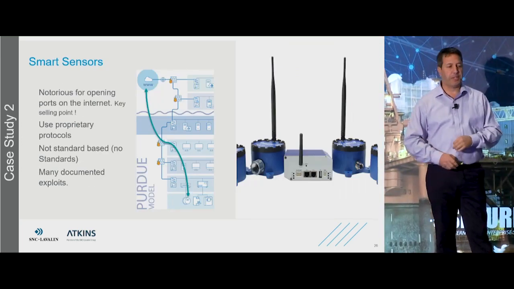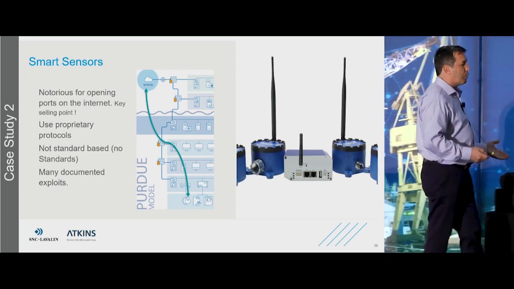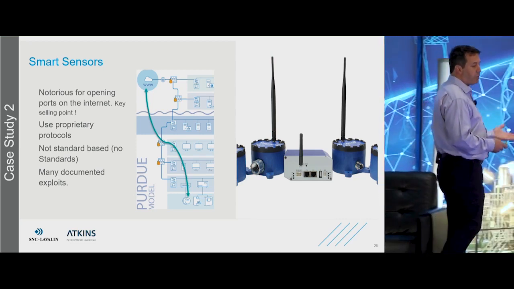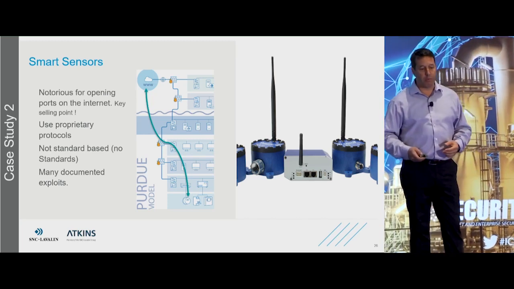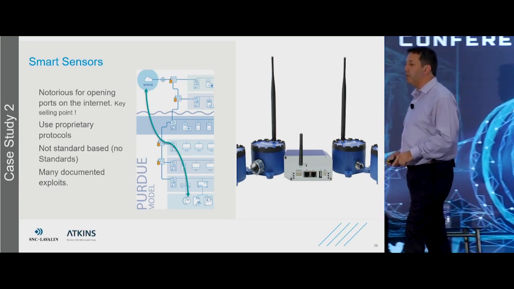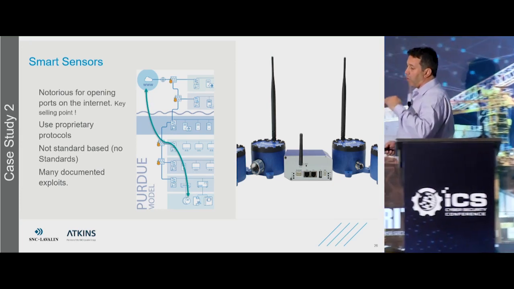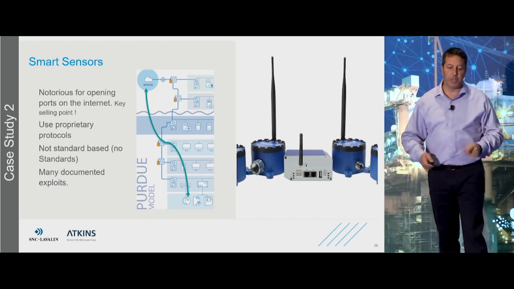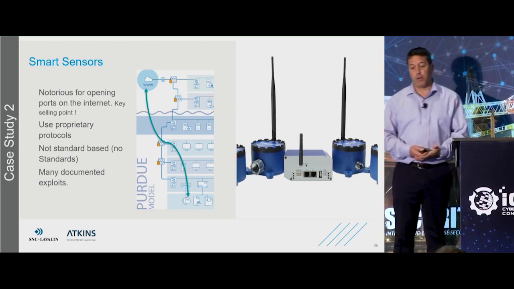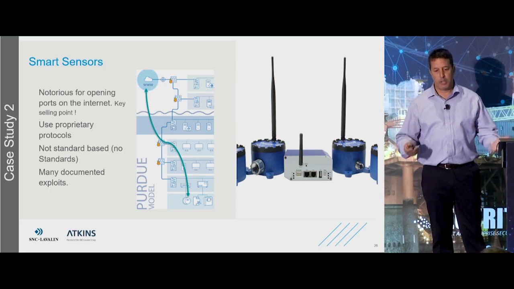Case study number 2 is this new wave of digitally connected sensors that connect automatically to the cloud. The unfortunate aspect of this is that they're notorious for leaving ports open on the internet. It's actually a key selling point for them. But in essence, if you map this back to the Purdue diagram, it makes a direct connection between the web and your level 0. Therefore, bad guys can use the input coming from the web and control your level 0, 1, and even 2 or 3 directly from the web, using a single sensor that's been left connected to the web. Again, there are no standards, or hardly any standards, for connected sensors to this point. There are many documented exploits as well, which is pretty scary in itself.